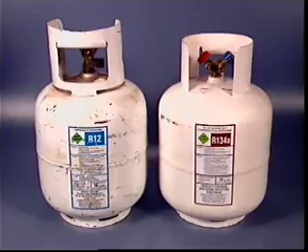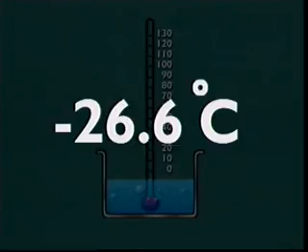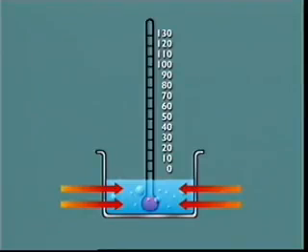The refrigerant in the air conditioning system must have a low boiling point and must also be able to change its state in a continuous cycle of vaporization and condensation. One commonly used refrigerant, known as R134A, has a boiling point of minus 26.6 degrees Celsius. This is a liquid which boils well below normal room temperatures, and in vaporizing will absorb tremendous amounts of heat without increasing its own temperature.